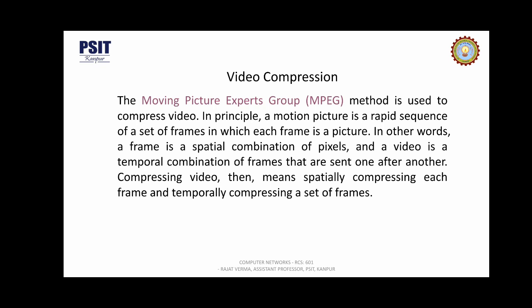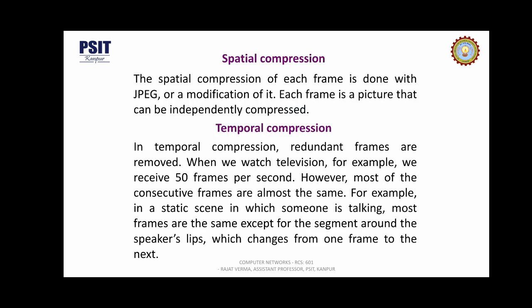Right? Now, moving on to the next slide that comprises the spatial and temporal compression. Spatial compression of each frame is done with JPEG or a modification of it, and each frame is a picture that can be independently compressed. Now moving on to the temporal compression. In temporal compression, redundant frames are removed.